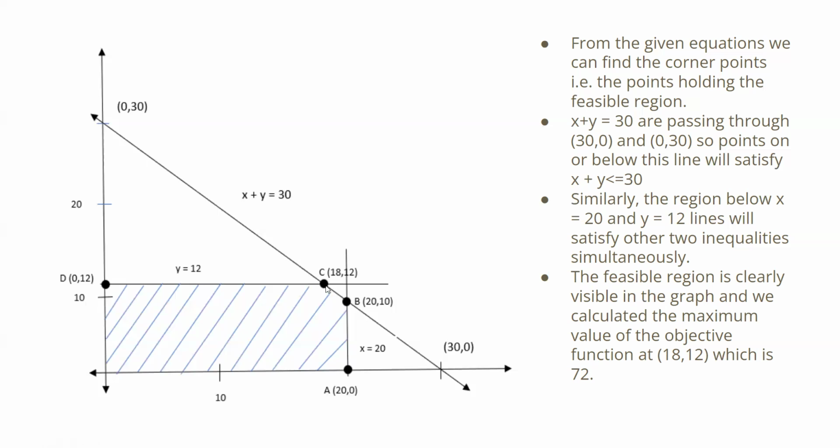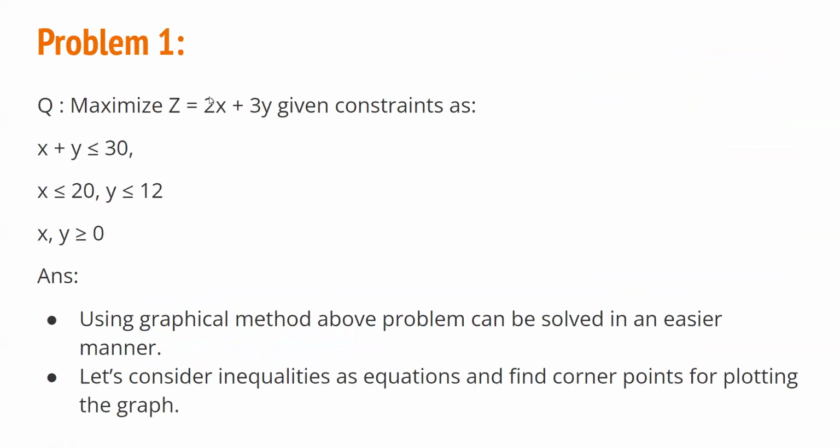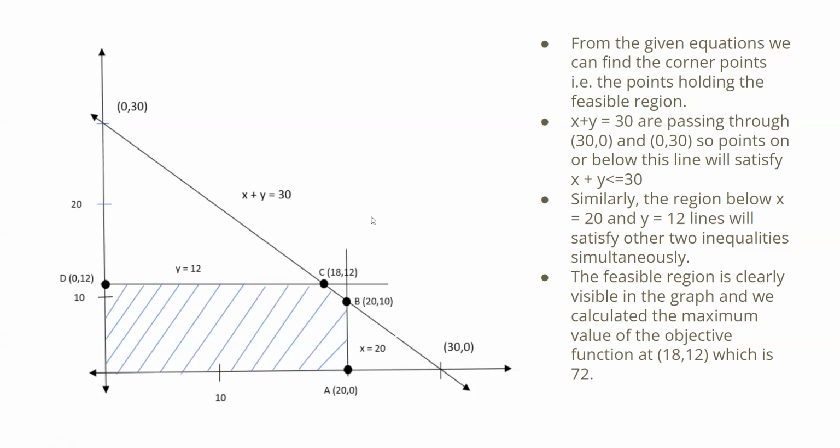And what will it be here at C? C is 18 and 12. If you put x equal to 18 and y equal to 12, it will be 36 plus 36, 72. So Z is 72 at this point, and this is the maximum value of the objective function, which you can calculate by finding the corner points. So this is the entire process of solving any linear programming problem using the graphical method.